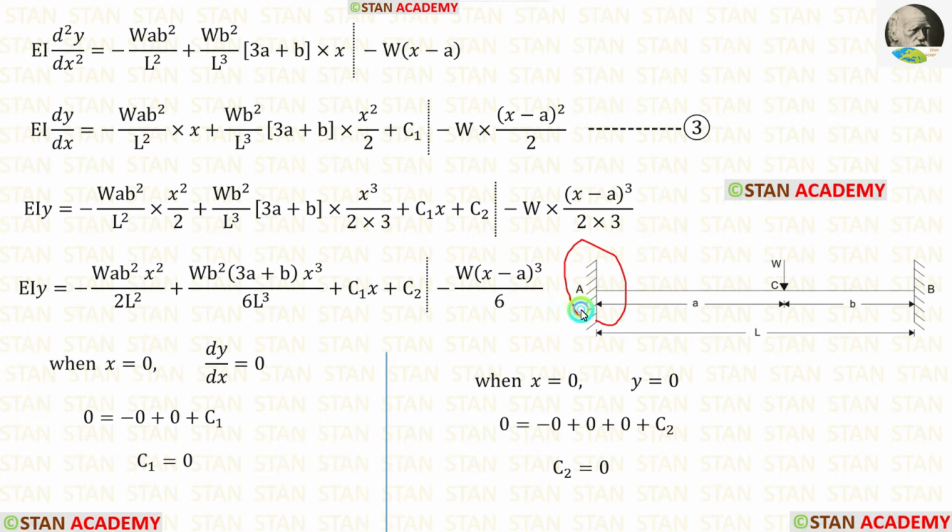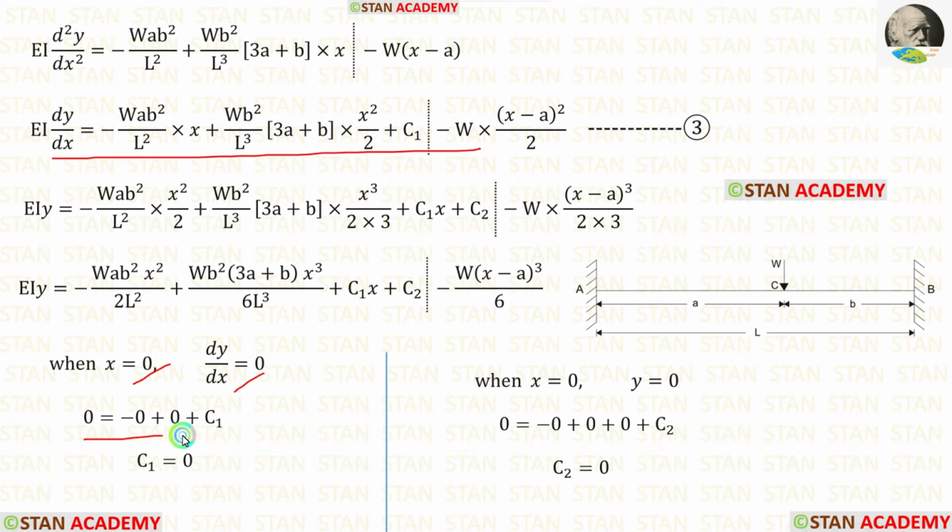At point A, there is a fixed support. In the fixed support, there will be no slope. We know that dy/dx is the slope, so when x is 0, dy/dx is 0. In this equation, let us apply x is 0 and dy/dx is 0. When we do that, we get C1 equal to 0.